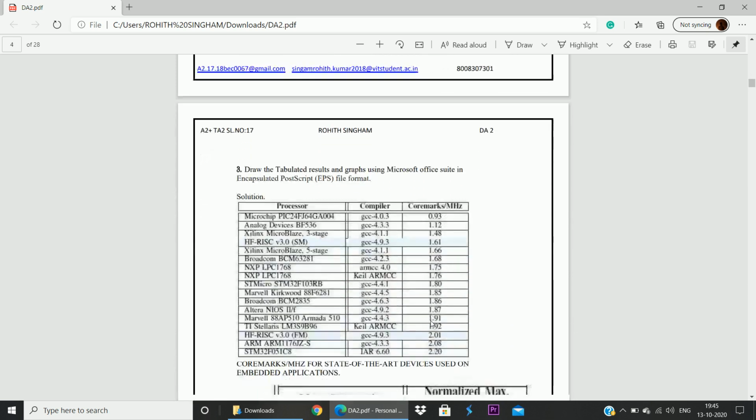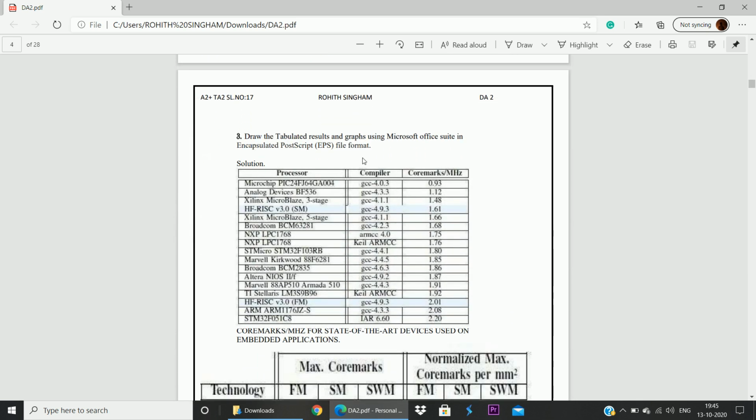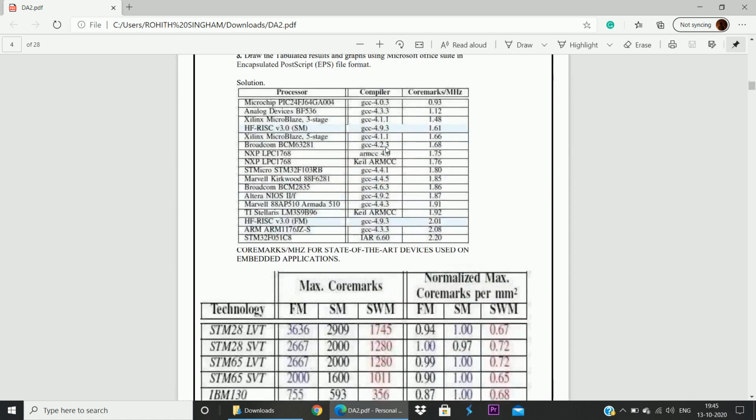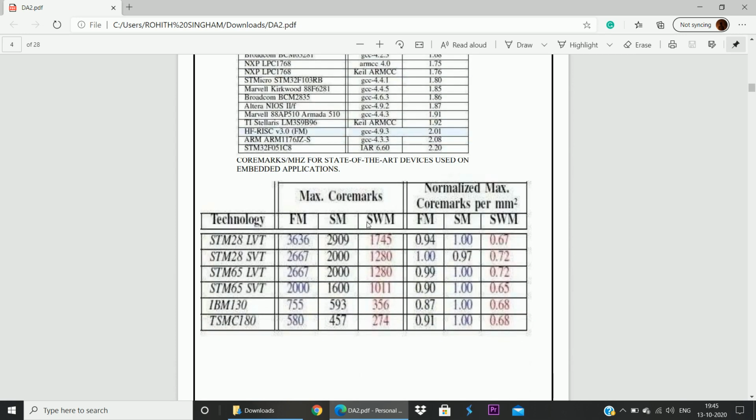Now coming to the third question: draw the tabulated results and graphs using Microsoft Office suite in EPS file format. I found the results in my journal paper itself, and for drawing graphs I used an online site. But I faced a little bit of a problem while converting the diagrams into EPS format. So I have done this in this way: Microchip, Analog Devices. These are all the processors in that paper, and these are all the compilers. These are the CoreMarks per megahertz, FMS, and SWM. These are the technology.